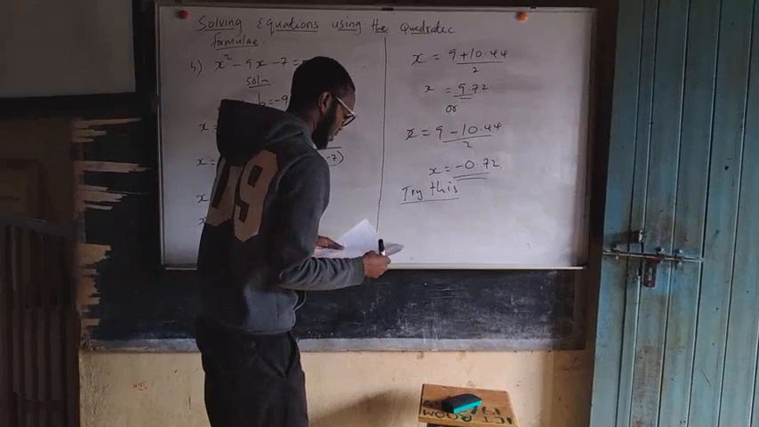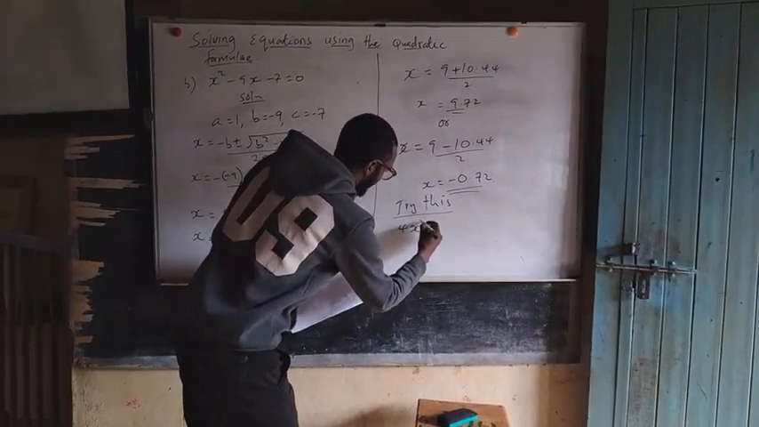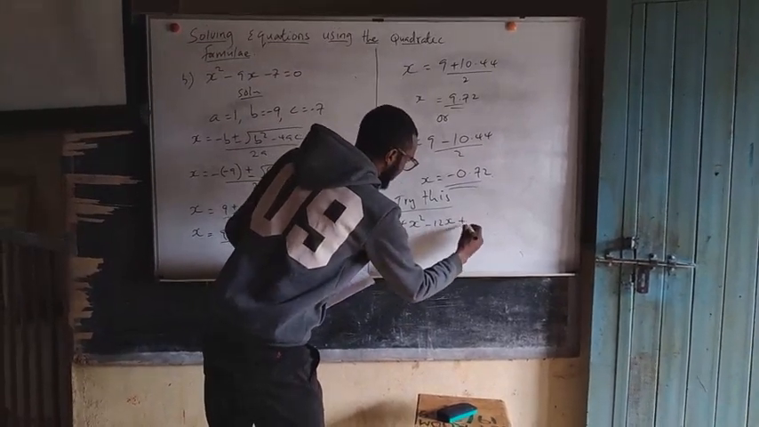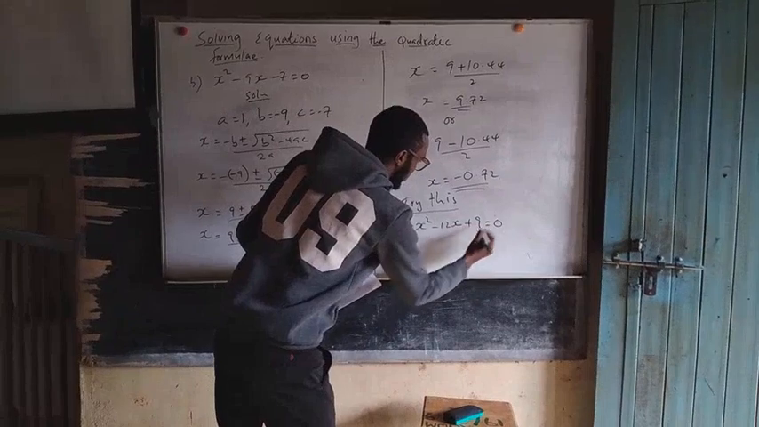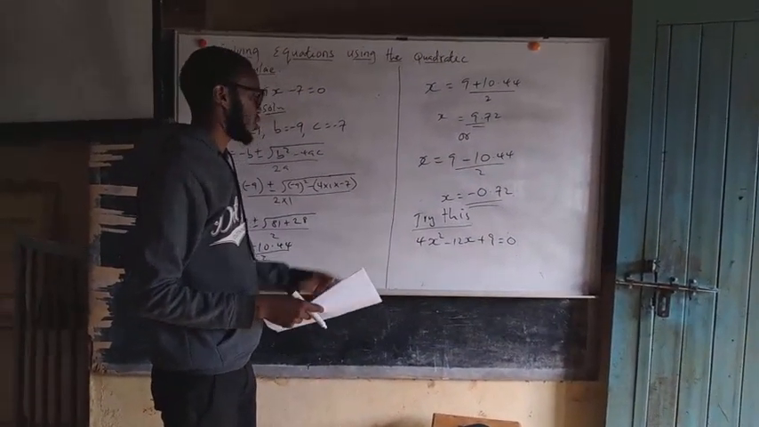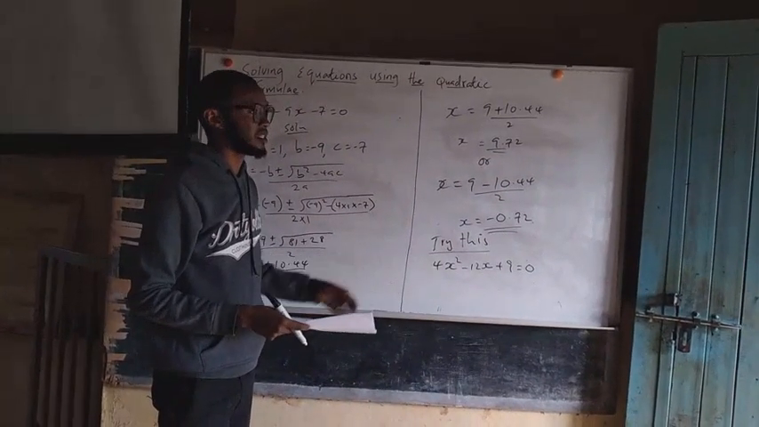Find the values of x using the quadratic formula. This is 4x squared, and then minus 12x, and then plus 9 is equal to 0. So try this, and if it challenges you, kindly comment in our comment box so that we are going to highlight it in our next session.